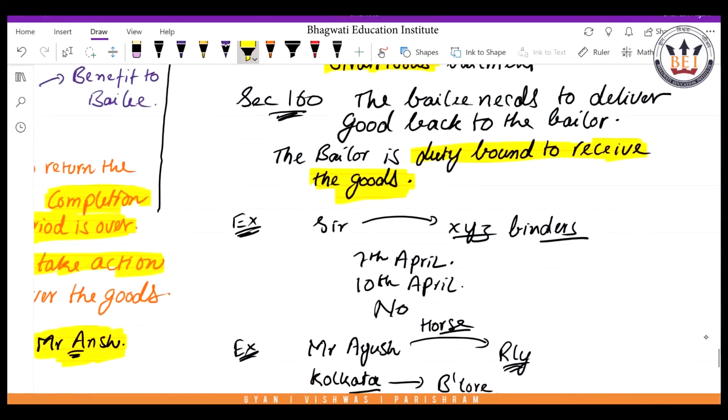160, the bailee needs to deliver the goods back, good, but the bailor is duty bound to receive the goods, right? So if the bailor fails to receive the goods on time and later on the goods get destroyed, will the bailee compensate for such loss of goods? No, the bailee will not compensate. Whoever is at fault will bear it. We studied this in Shaw versus Simmons, the book binding case. If there is a delay by the bailee, obviously the bailee needs to compensate because there was a delay by the bailee. Over here the delay is due to the bailor, hence the bailee will not compensate.